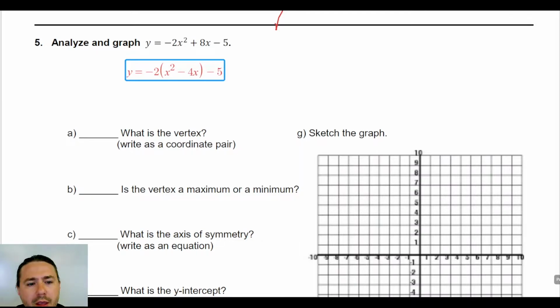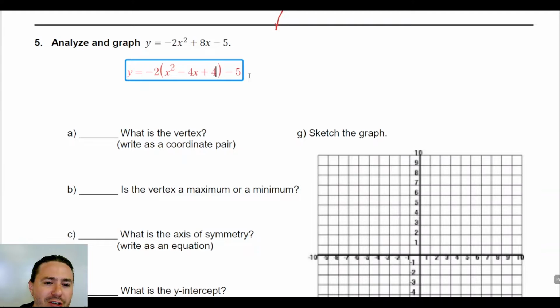So what I need to do is find a number that, if I add it right here, will make what's inside these parentheses a perfect square, so that I could rewrite it as x minus something squared. And that number is always going to be this coefficient right here divided by 2 and then squared. So if I divide negative 4 by 2, I get negative 2, and if I square that, I get 4.